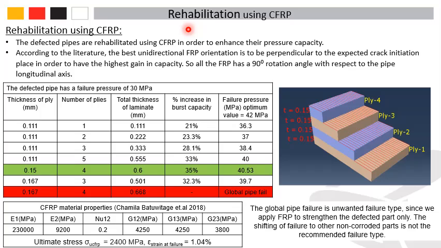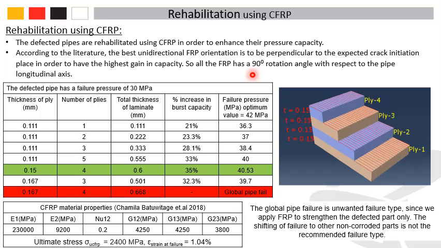Now, the rehabilitation using CFRP. The defective pipes are then rehabilitated using CFRP in order to enhance their pressure capacity. According to the literature, the best FRP orientation is to be perpendicular to the expected crack in the pipe. So all FRP has a 90 degrees rotation with respect to the pipe longitudinal axis.